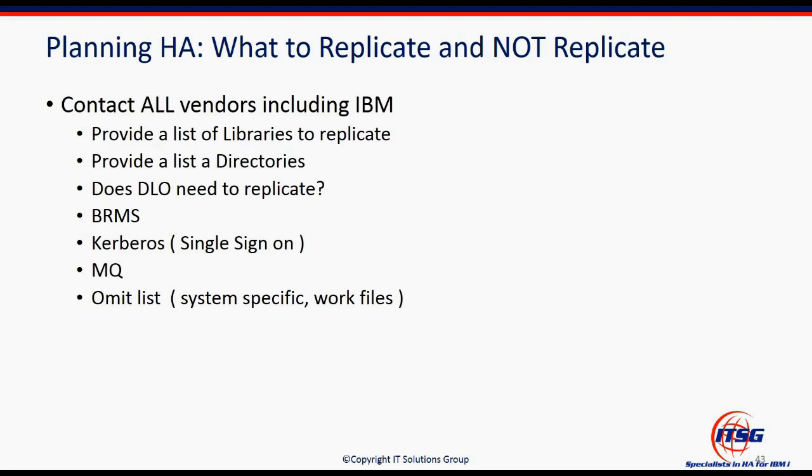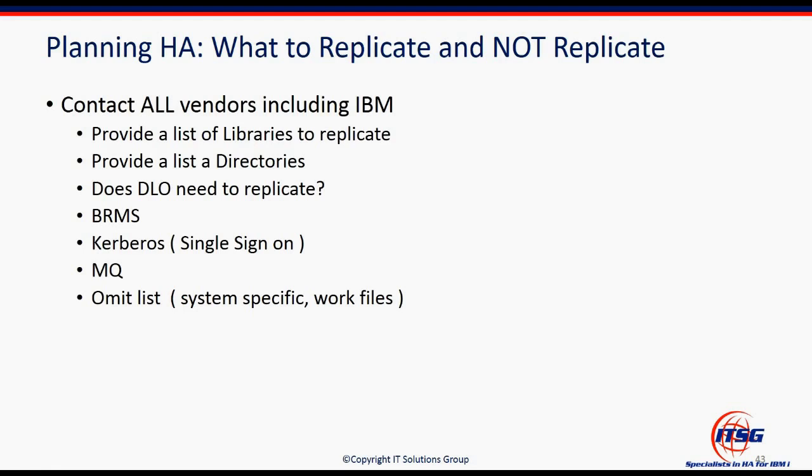So planning for HA, what to replicate and what not to replicate. Again, you want to contact all the vendors, let them know what you're doing. Instead of reinventing the wheel, talk to them first, and they'll provide you with a list of libraries that they suggest to replicate. A list of directories. If they're using IFS, they'll tell you, yes, we're using these IFS directories. You want to make sure you replicate them.